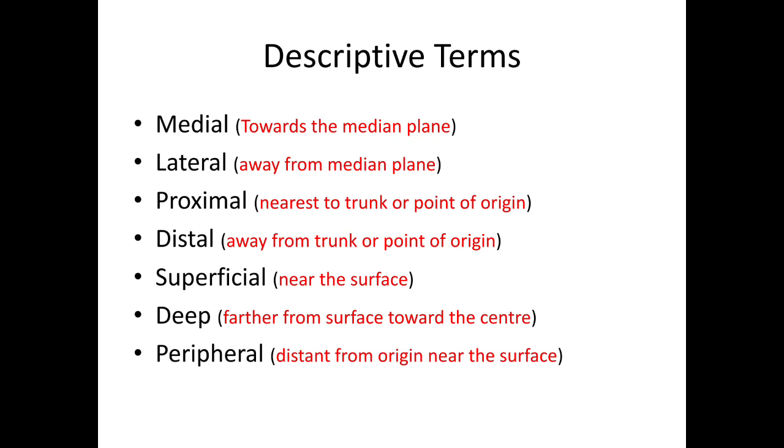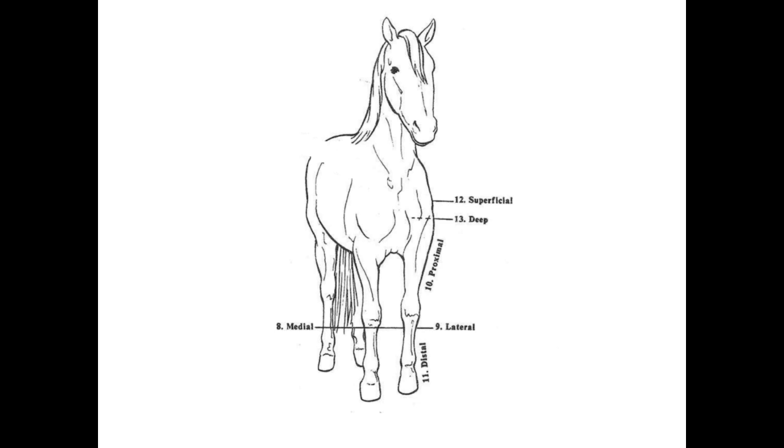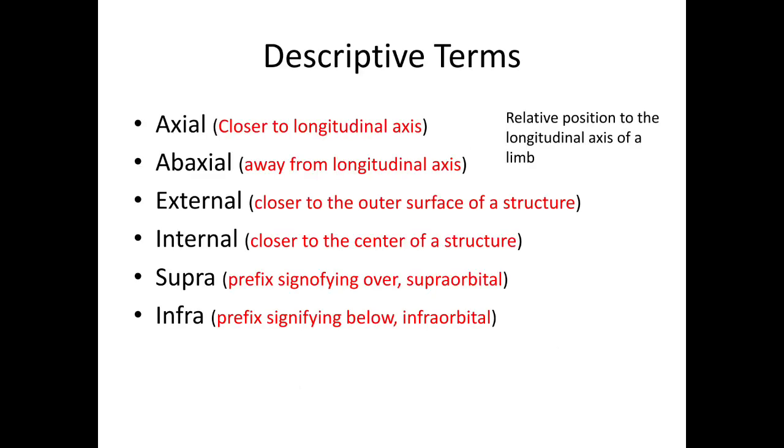And distal refers to away from the trunk, like we have already said that the palm is distal. Superficial refers to the organ or part of the body which is toward the surface. The skin is superficial. And deep is farther from the surface, toward the center. We can say the bones are deep. Peripheral refers to distant from the region near the surface. That is also, we can say, the peripheral blood supply. Here the terms are explained in the picture: superficial, deep, lateral, medial, distal, and proximal.